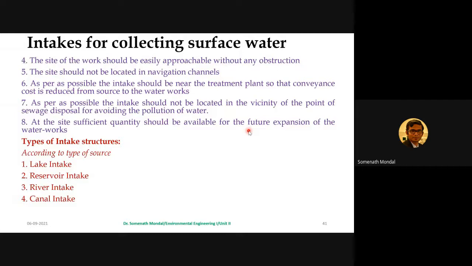Now, at the site, sufficient space should be available for the future expansion of the water works. As I have already mentioned, we should always have the provision to increase the capacity or create some extra facilities. So that in future, if we want to increase the number of intake structures, we have that provision. That part should also be planned beforehand, before you start constructing the intake structures.